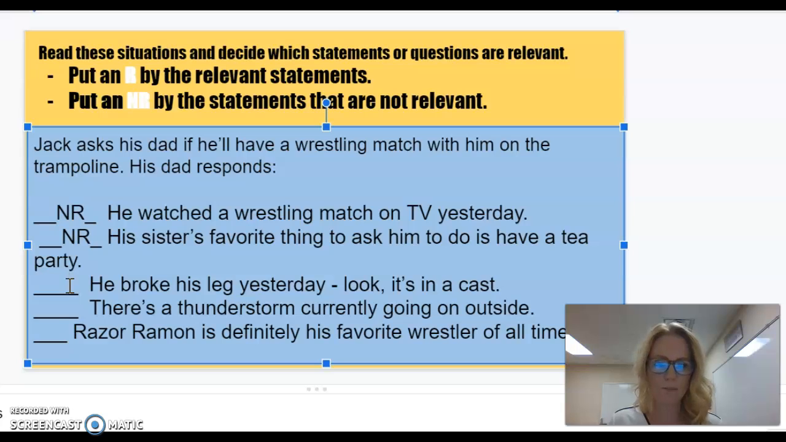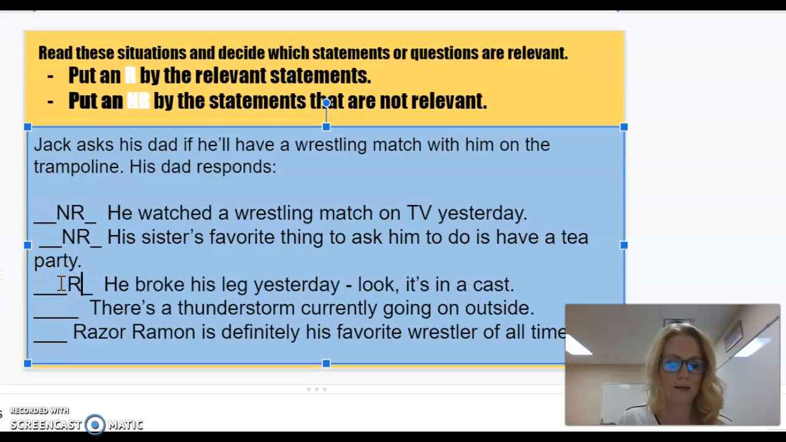The next one, he broke his leg yesterday. Look, it's in a cast. Now, is this response about wrestling? No, it isn't, but is it relevant to our question? I know wrestling is a physical activity, and any physical activity would be either difficult or impossible with a broken leg. So I would say this is relevant to our question. So I'm going to write an R right here.